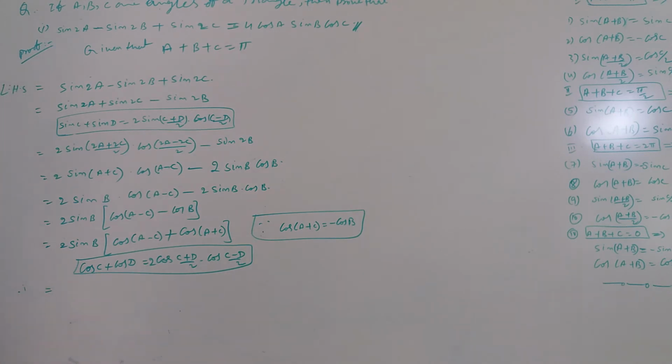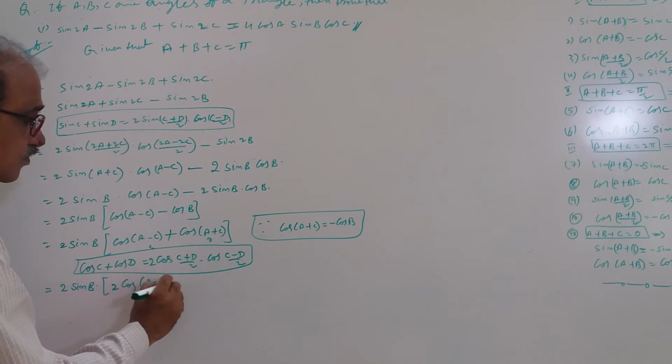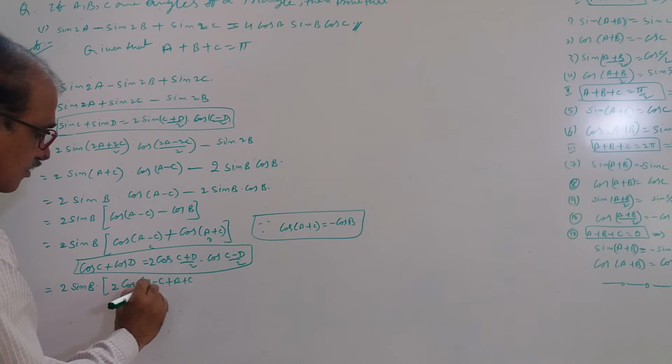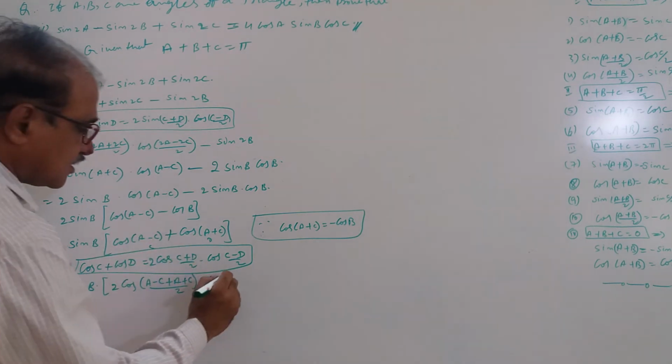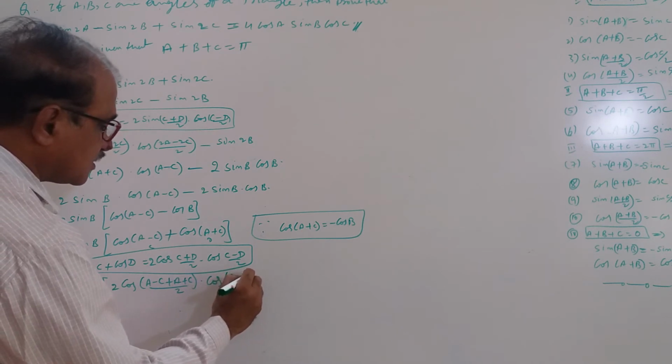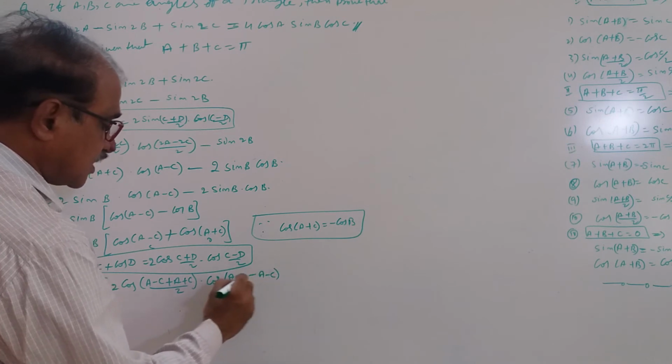Therefore, LHS becomes 2 sin b into (cos c plus cos d). Take this as c and this as d. So 2 cos of (c plus d), that means (a minus c plus a plus c) by 2 into cos (c minus d), cos of (a minus c minus of a minus c), which is nothing but (minus a minus c) by 2.